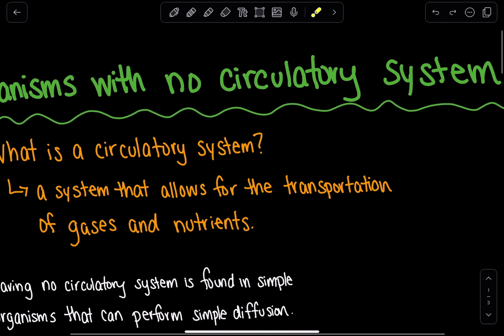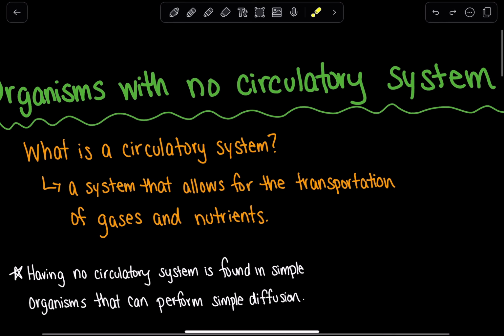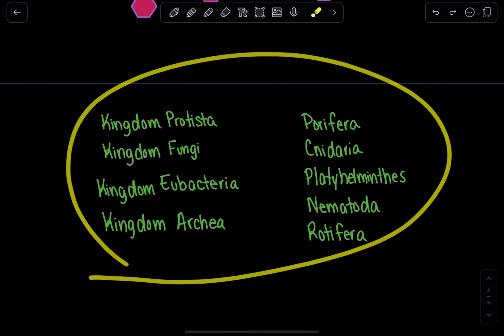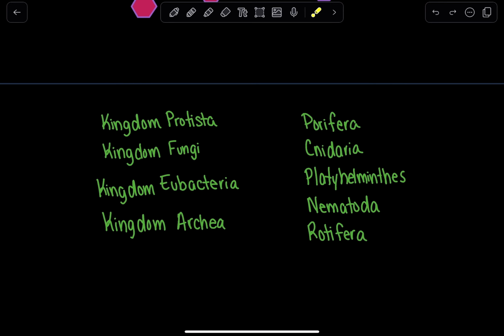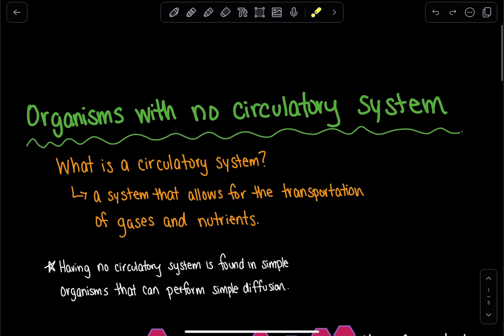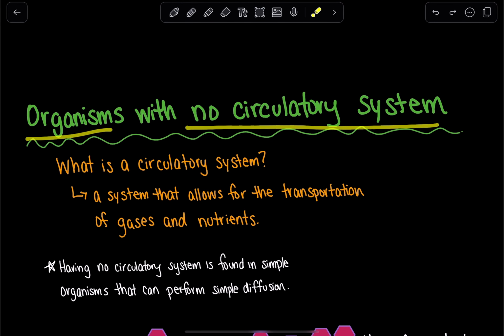So what are the key traits that are common within organisms with no circulatory system and these organisms listed over here? Well, as I've said, they are relatively small, so they are simple organisms, and they have the ability to perform simple diffusion to absorb nutrients through their body, and they live in solutions or areas which have all the nutrients or sustenance that they need to survive. And that is essentially organisms with no circulatory system.